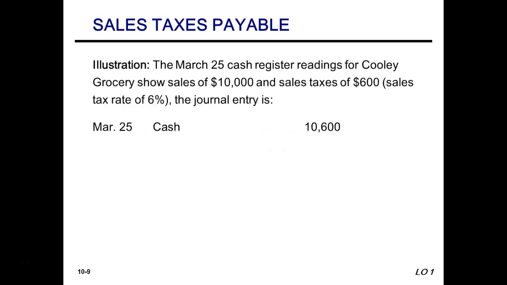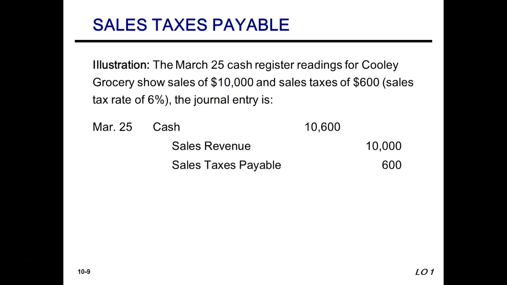So here's the journal entry. The March 25th cash register readings for Cooley Grocery shows sales of $100,000 and sales tax of $600. The tax rate is 6%. So to calculate the sales tax, we take 6% times 10,000.